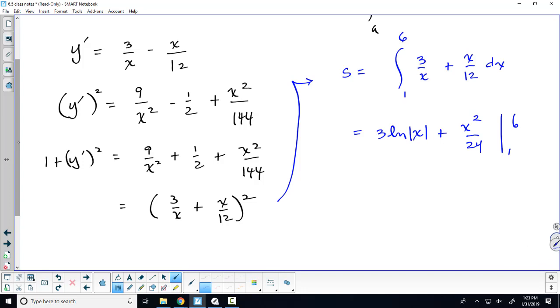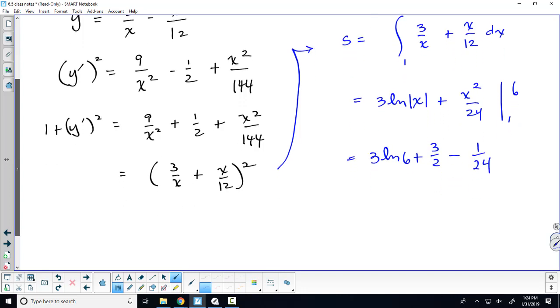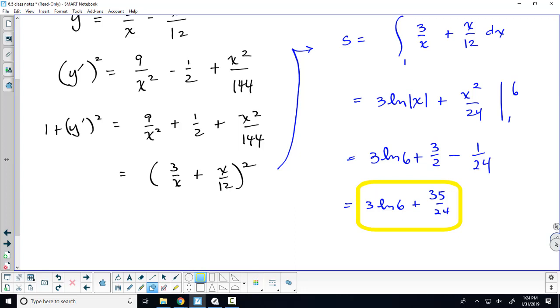Throw in the 6, throw in the 1. So we get 3 ln 6 plus 3 halves minus natural log of 1 is 0, so minus 1 24th. The only thing we can do is combine those two constants, and that's about it. Common denominator of 24, so we get 36 over 24 minus 1 over 24, so 35 over 24. That will be our arc length.